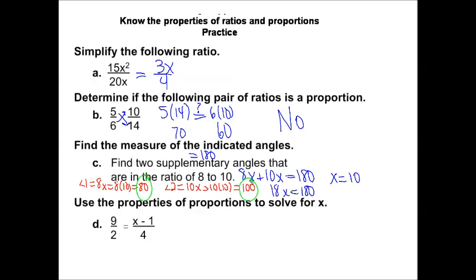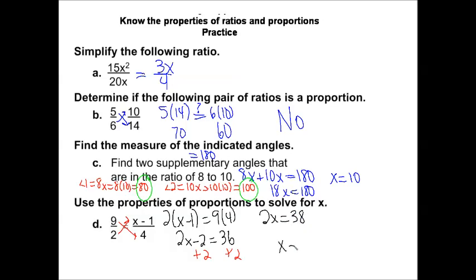Okay, then the last one, we're going to cross multiply, and that's going to give me 2 times x minus 1 is equal to 9 times 4. Distribute the 2. Multiply the 9 and the 4. Add 2 to both sides. And you get 2x is 38. And then when you divide by 2, you're going to get 19.